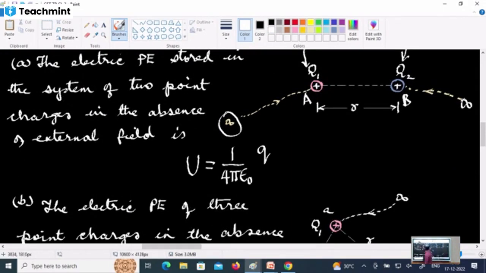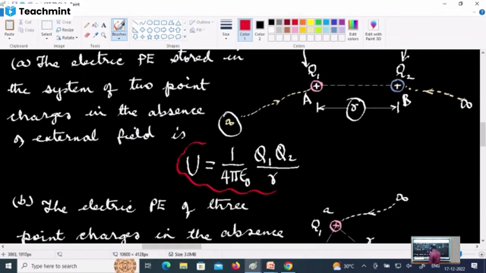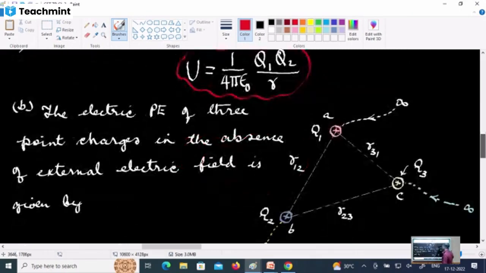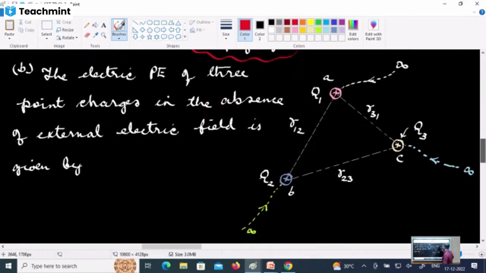I'm sorry, I'm using capital Q's. Epsilon naught, capital Q1 capital Q2 divided by separation distance R. So that is the electric potential energy of 2 charge system. In the same way, electric potential energy of 3 charge system can also be evaluated.